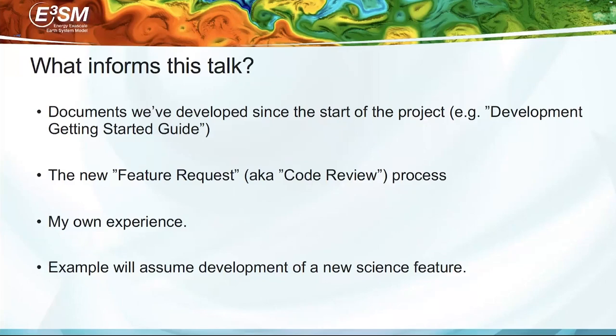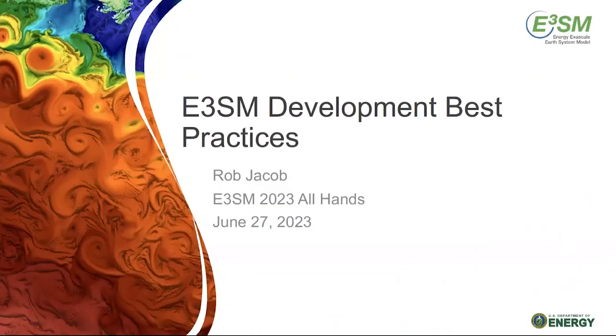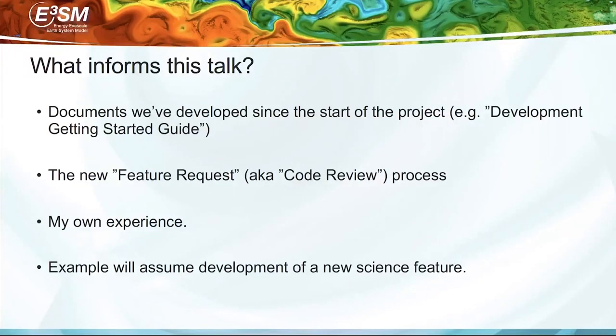There we go. This is a talk about development best practices and also a little bit about running best practices in E3SM. What informs this talk is some documents we developed since the very start of the project, such as the development getting started guide. That was originally the development quick start guide, but when it got to 25 detailed steps, it didn't seem right to call it the quick start.